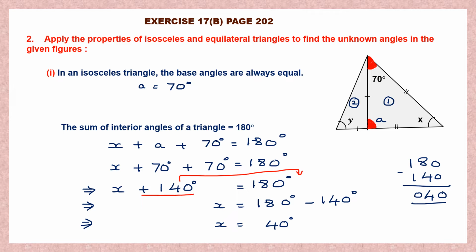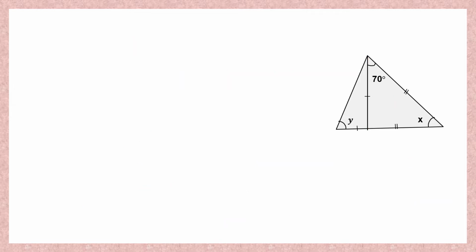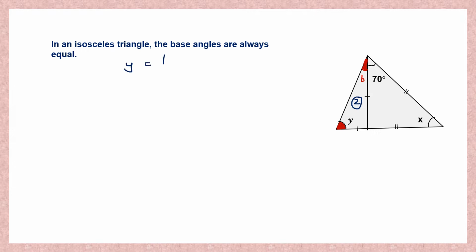Now we are going to find the value of Y. For that, we are going to use the properties of isosceles triangle. What does it say? In an isosceles triangle, the base angles are always equal. So the two base angles here are angles Y and B. The angles marked in red, they are equal. So let's write that Y is equal to B.